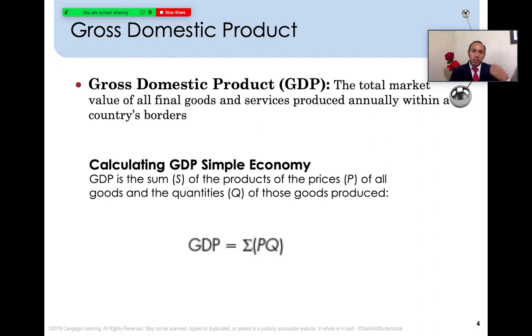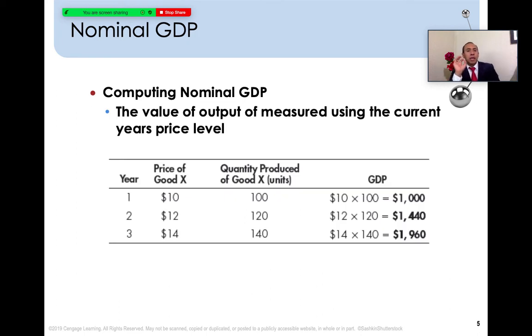Gross domestic product in simple calculation can be analyzed for a simple economy that produces simple goods. In reality, the economy produces thousands of goods, but we're going to do it first in a simple approximation. This is referred to as the nominal GDP, because it's output in current dollars or in current prices.